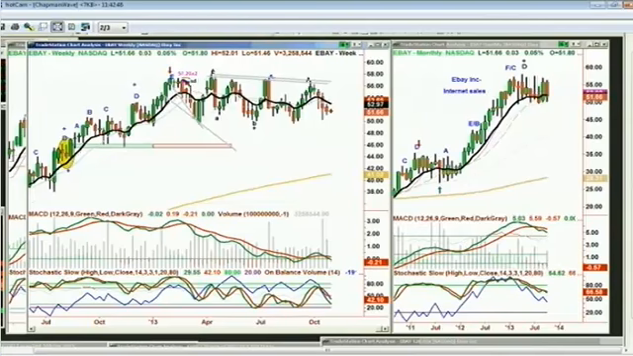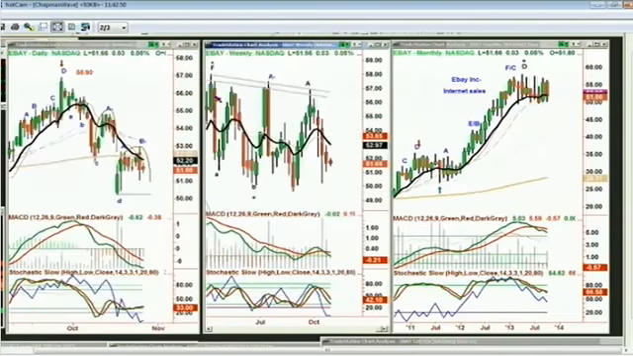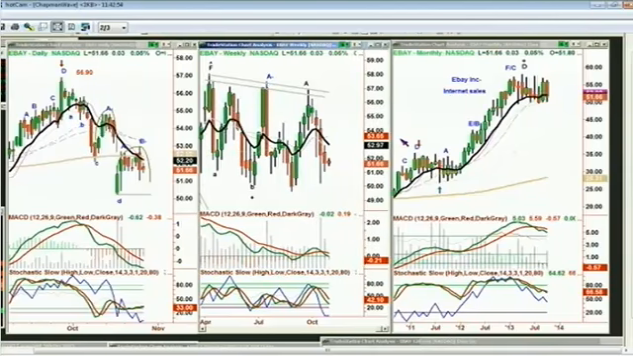Now, the thing about a rectangle formation is just when you think it's going to break down, it sometimes pops to the upside. That's why I said 49. It needs to break 49. Anywhere in that 50 to 49.5 area, it could still bounce again. I'm going to say avoid eBay. I don't think it's a bounce. I would say that if it did bounce, I'd be looking to short it.